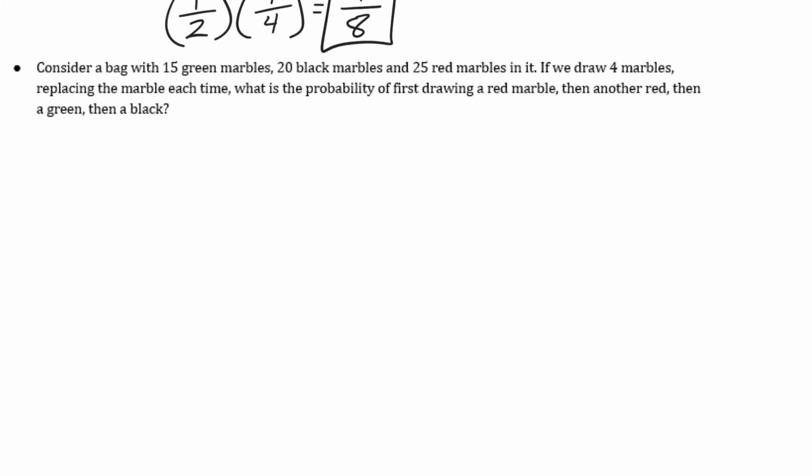All right, consider a bag of 15 green marbles, 20 black, and 25 red. If you draw 4 marbles, so we're going to have 4 slots here. First choice, second, third, and fourth. If we draw 4 marbles, replacing the marbles each time, so these are independent events. What is the probability of first drawing a red marble, then another red, then a green, then a black?